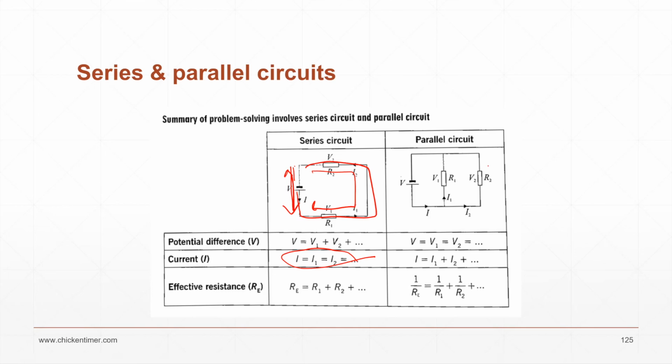Then for parallel circuits, the potential difference is the same throughout. So the potential across the first resistor and the second resistor is the same as the EMF of the source. Then current will split, so that's why current goes to I1 plus I2. Then the effective resistance, the formula is this.